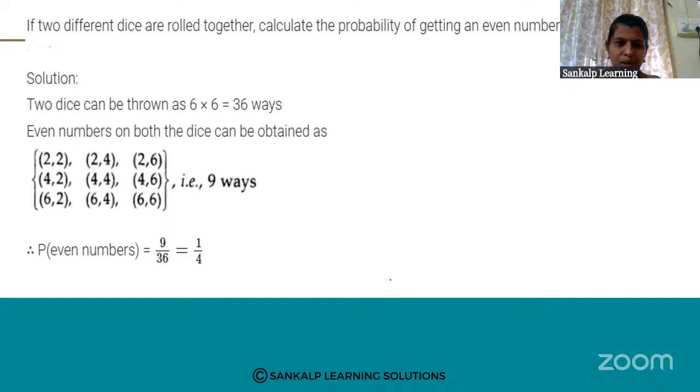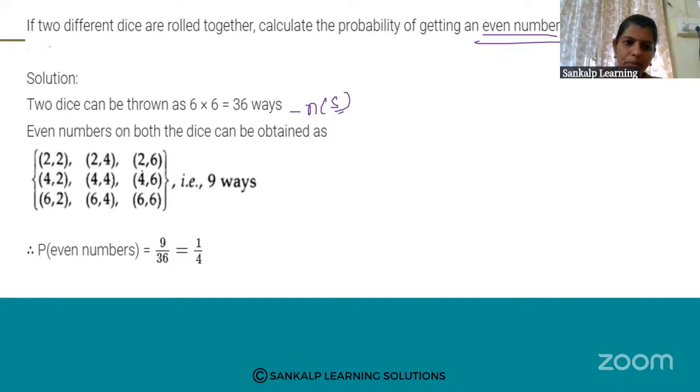Next. If two different dice are rolled together, calculate the probability of getting an even number on both dice. Probability of getting an even number on both the dice. So, if you are rolling 2 dice, then you will get 36 results, right? 6 in one dice, 6 in another dice. So that is 6 into 6, that is 36.